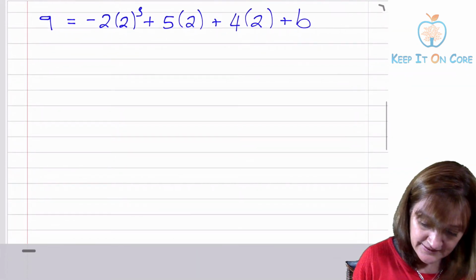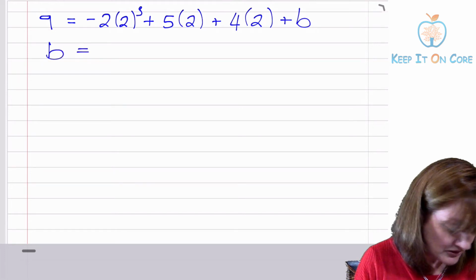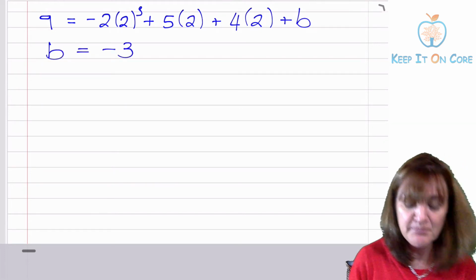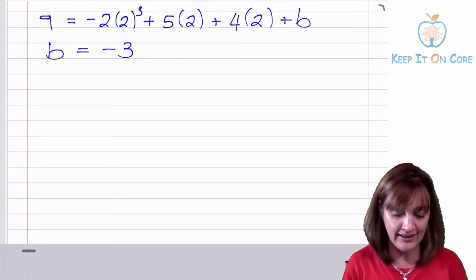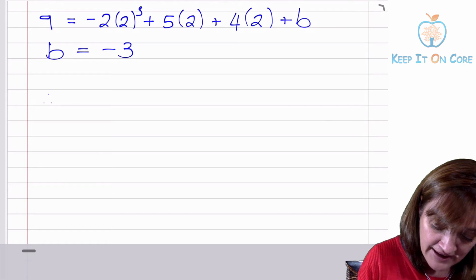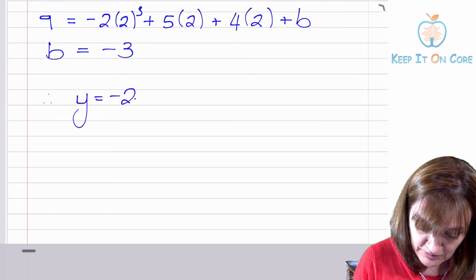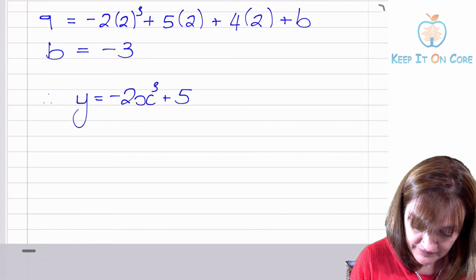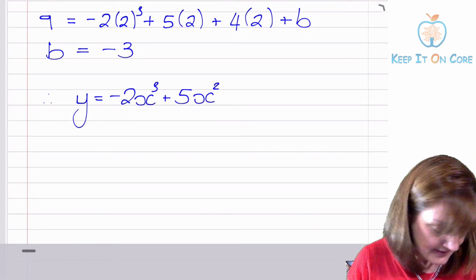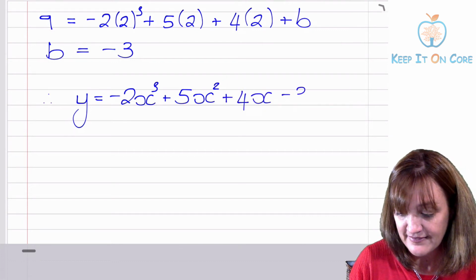Which again, I'm not going to subject you to all that working out. We're going to just tell you that b is equal to negative 3. But please do it for yourself. I do want you to actually make sure you can get there. But that gives us a final equation of y equals negative 2x cubed plus 5x squared plus 4x, and then minus 3.